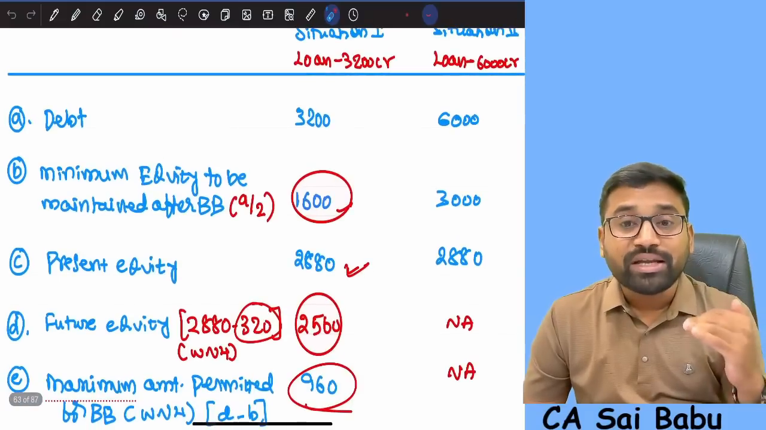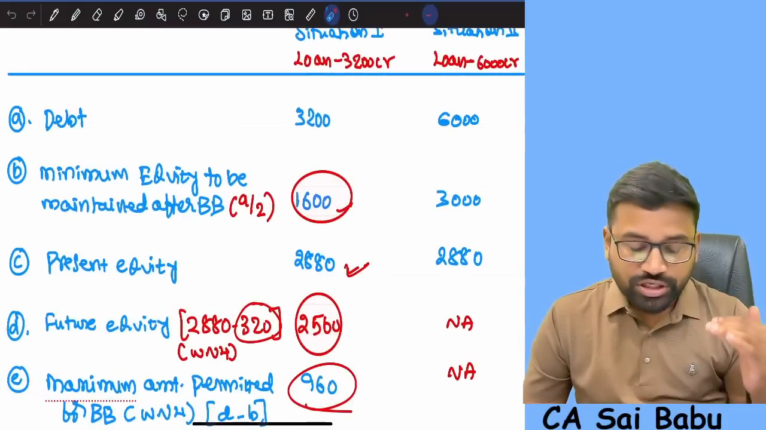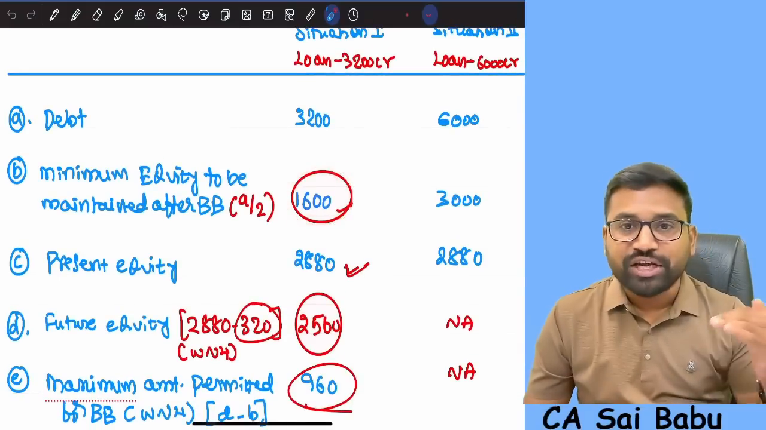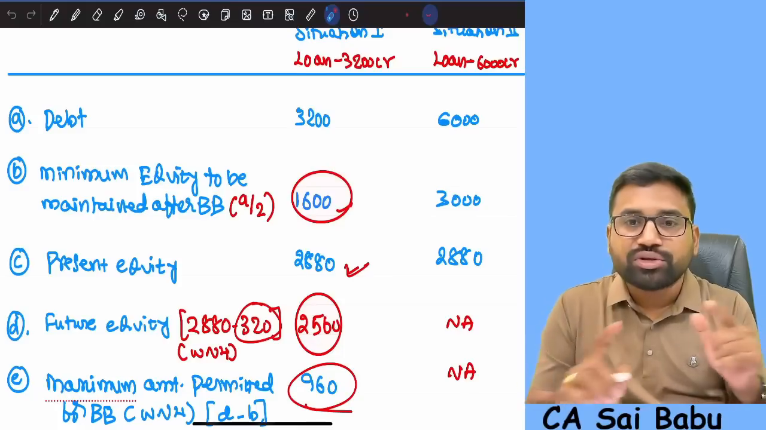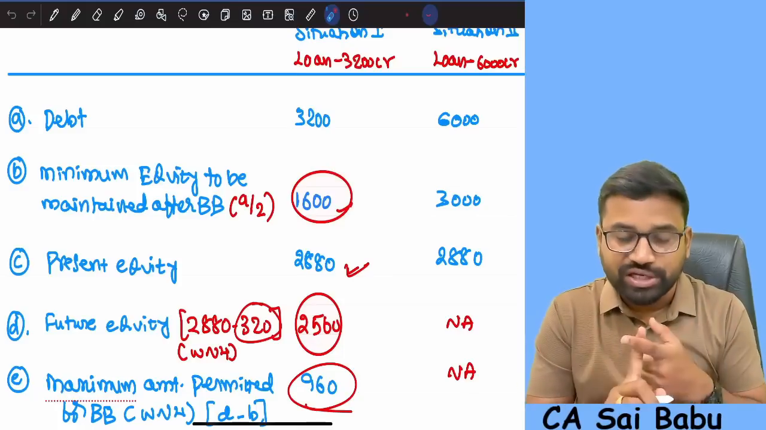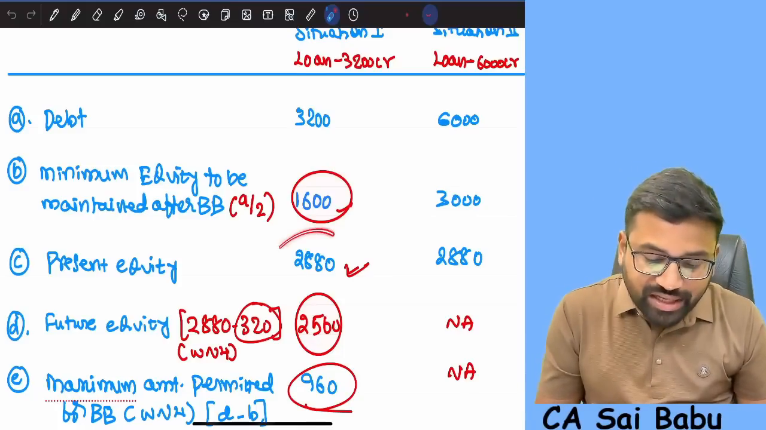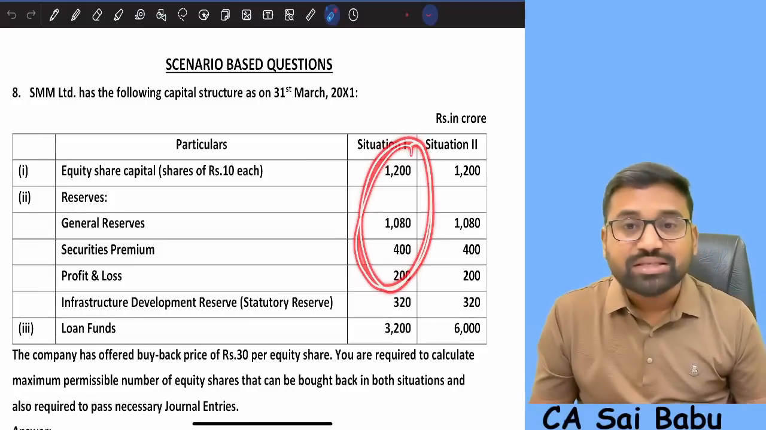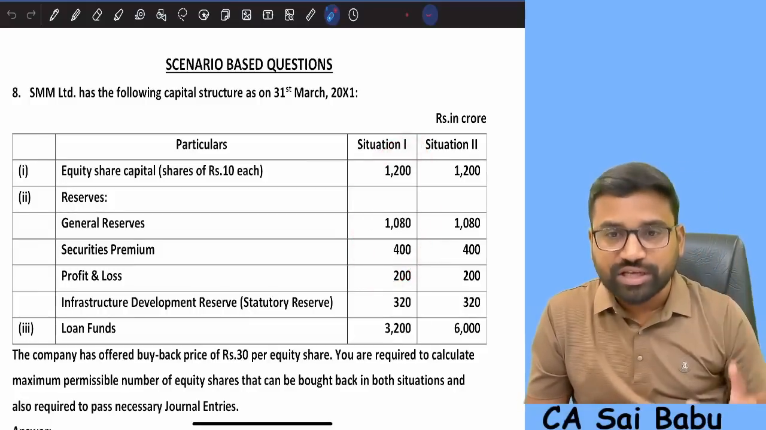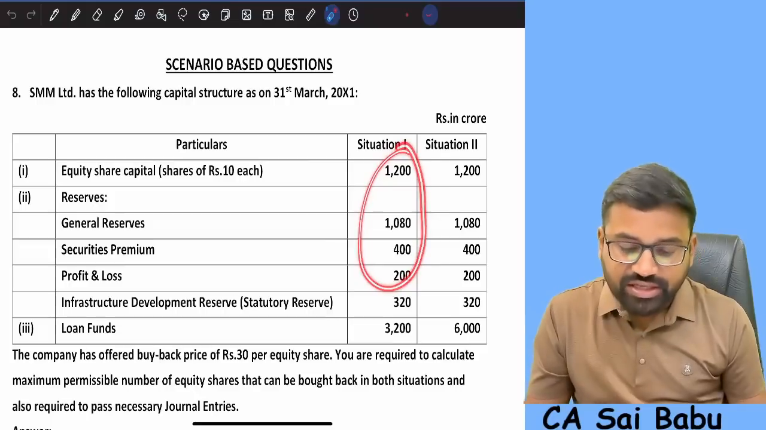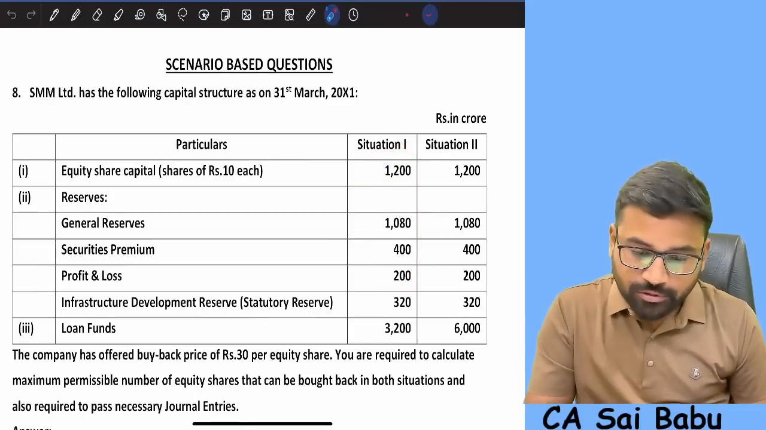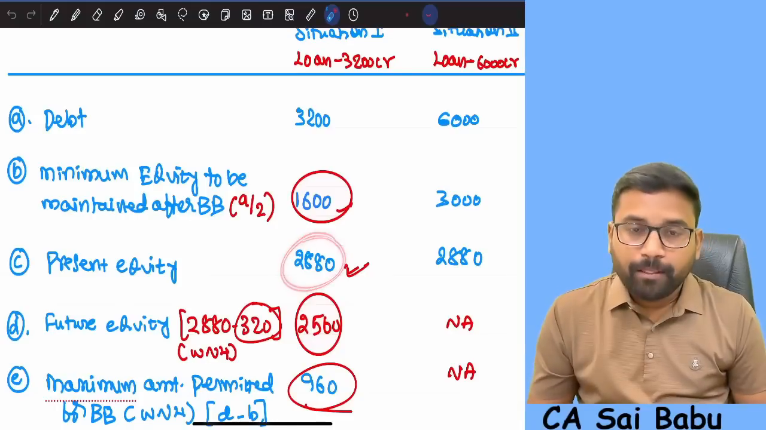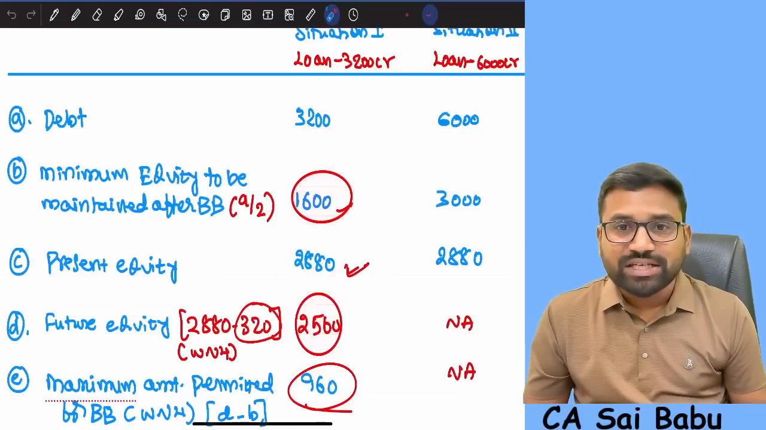The equity to be maintained is exactly half, 2:1. So that means 1,600 we need to maintain after buyback to make sure that the debt equity ratio of 2:1 is intact. What is the present equity? 2,880. Equity means paid up capital plus free reserves including securities premium. This is the present equity, that is 2,880. Equity to be maintained after buyback, 1,600.